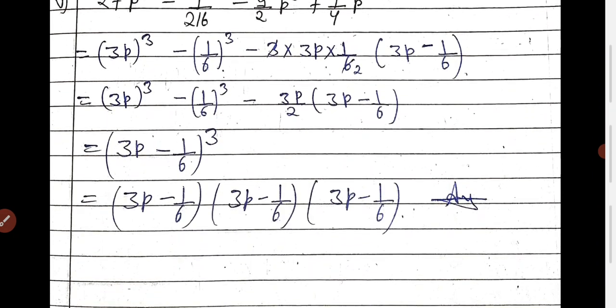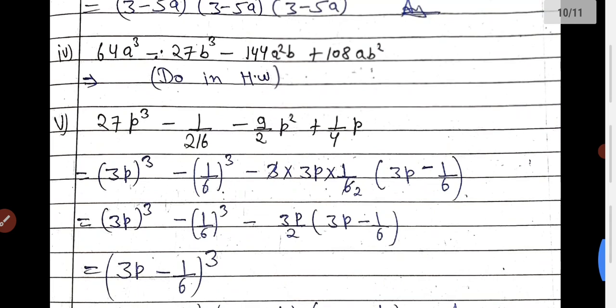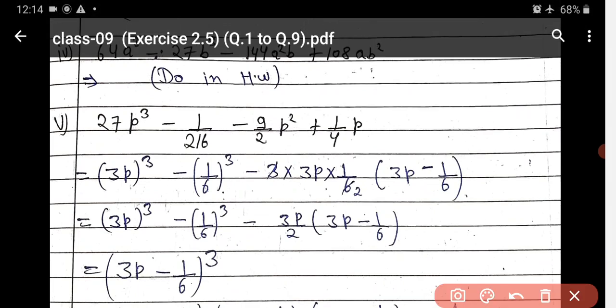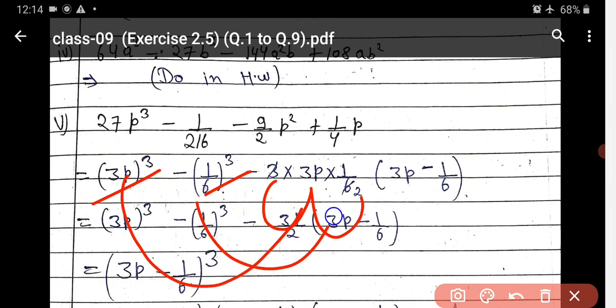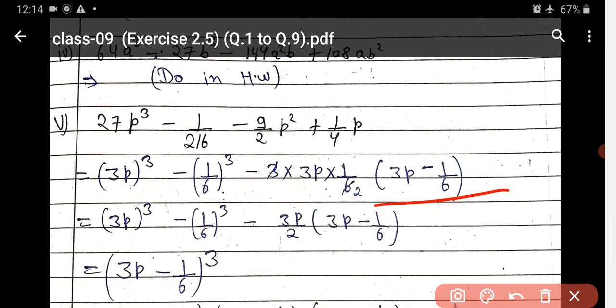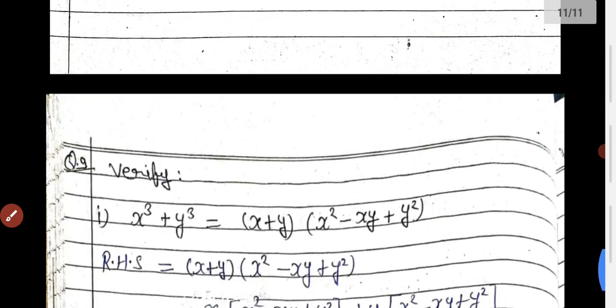5th part, because of that fraction form I am going to explain here. 27 p cube minus 1 upon 216 minus 9 by 2 p square plus 1 by 4 p. So write here 3p whole cube, 1 upon 6 whole cube. Now remaining part from the formula minus 3 into a into b, a from here, b from here, and bracket a minus b. Now just check at 3, it becomes 3p by 2. Now when you multiply 3p by 2 into 3p, it becomes 9 by 2 p square. When you multiply this by this, you get that number. So it is in balance form. So write here 3p minus 1 upon 6 whole cube. Then 3 times you have to write, you will get your answer.